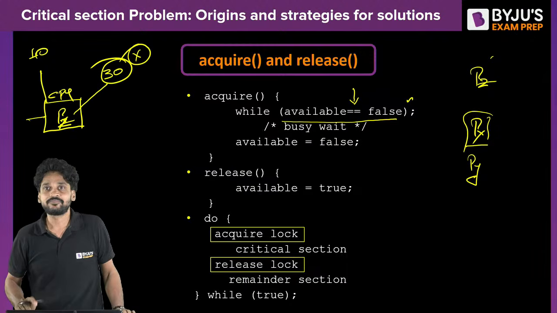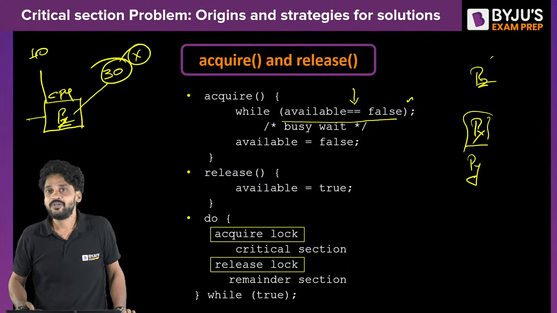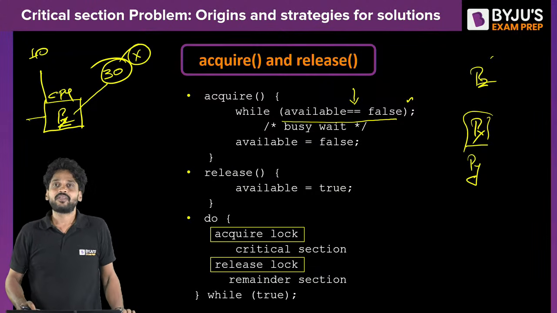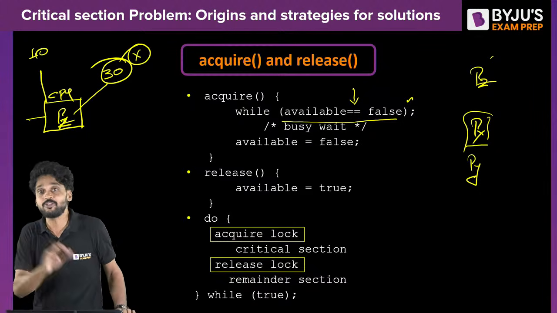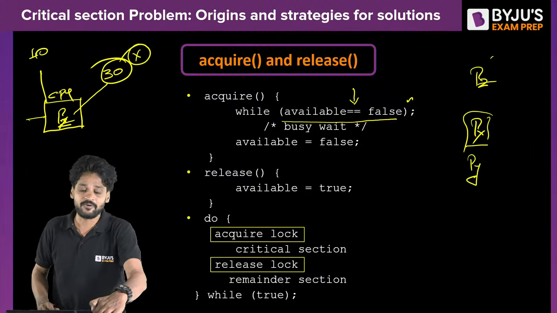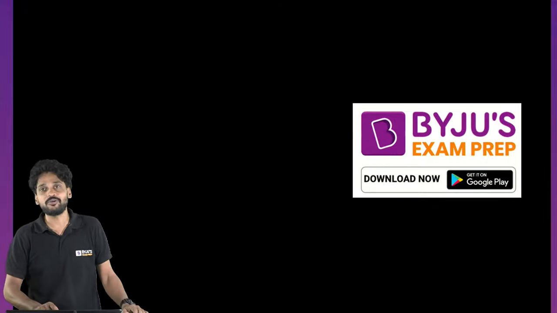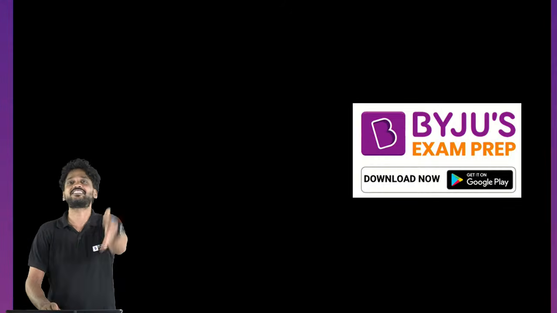You got me? Okay. So we are going to understand a robust tool in which busy waiting can be avoided, which is called a semaphore. But not in this session. In tomorrow's session, I'm going to introduce you to semaphores.